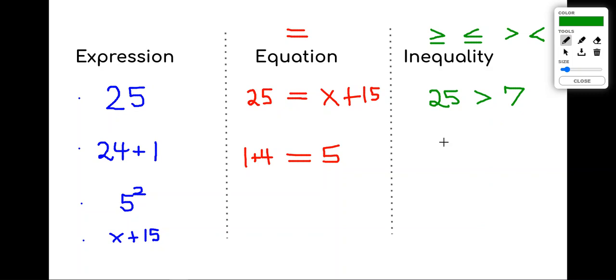I could say that -4 is less than 25. Or I could say something like x is greater than or equal to 25. All of these tell us about the possible values or how they're related to each other, with a little more detail than just saying that they're equal. So an expression, an equation, and an inequality.